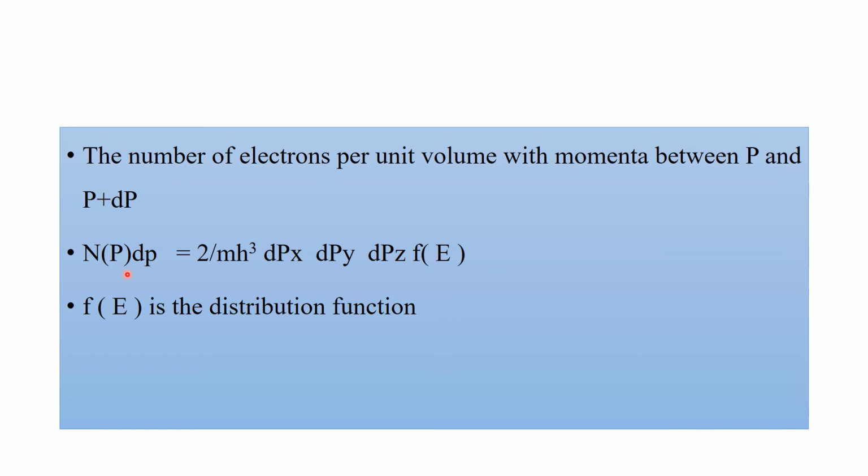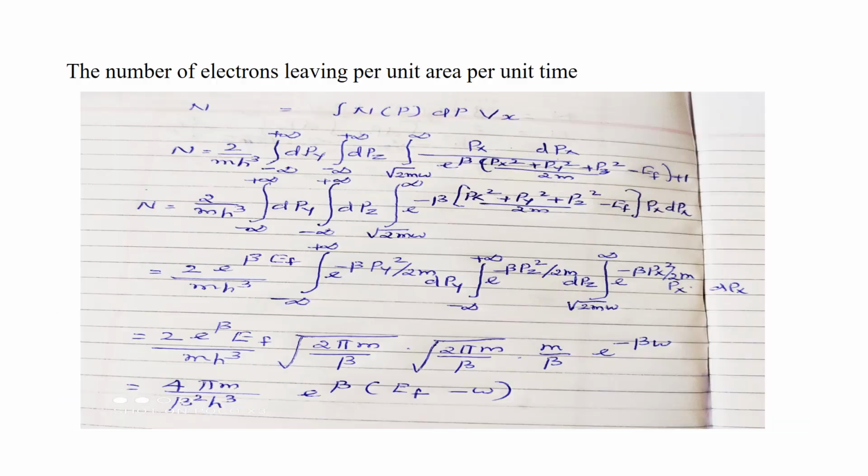The number of electrons per unit volume with the momentum between P and P plus dP is given by n(P) dP equal to 2 by h cube into dpx dpy dpz into Fe, where Fe is the distribution function. The number of electrons leaving per unit area per unit time is given by N equal to integral n(P) dP into Vx.